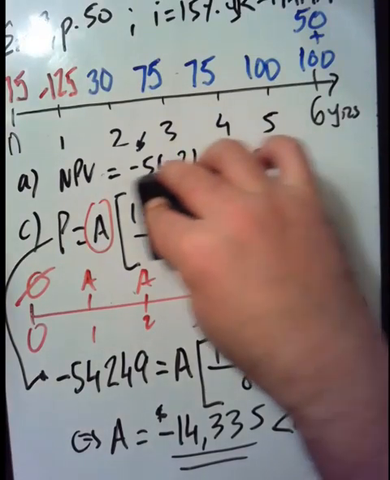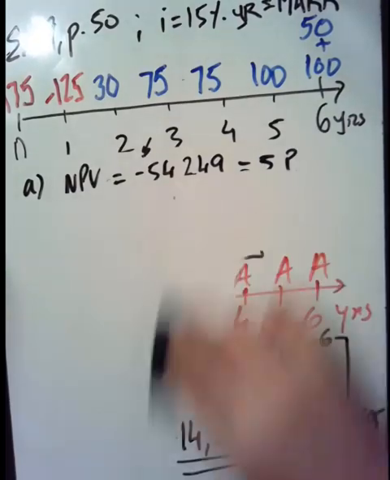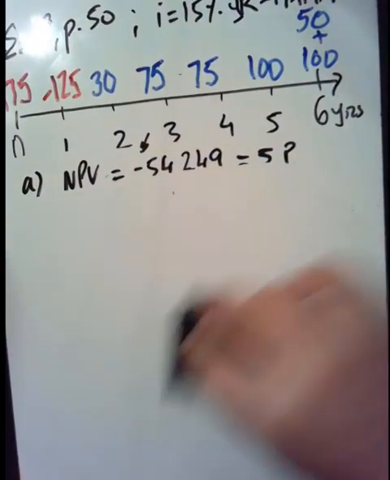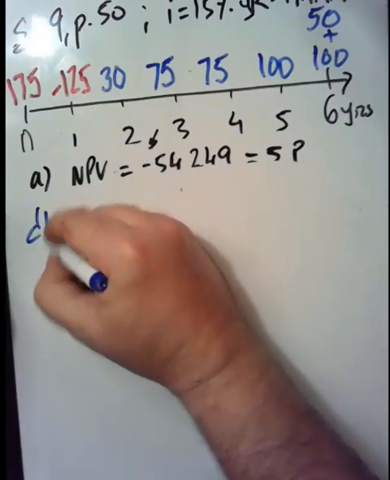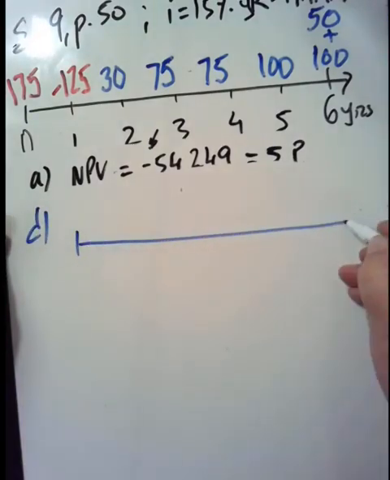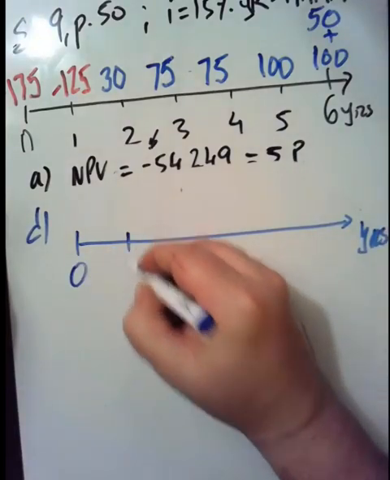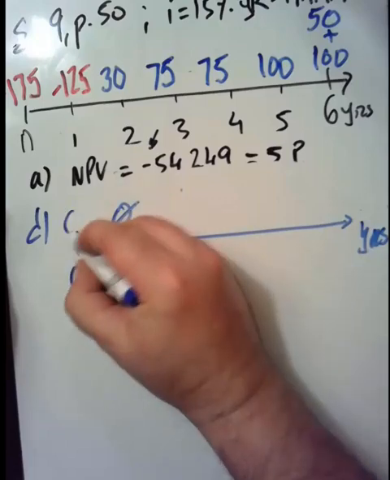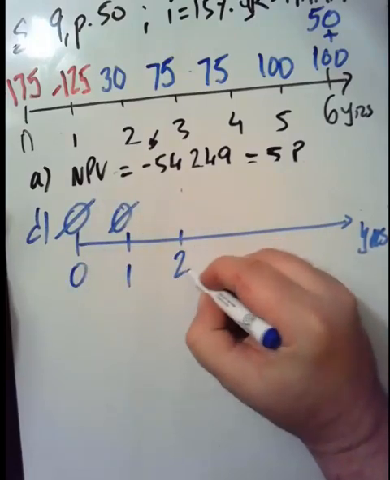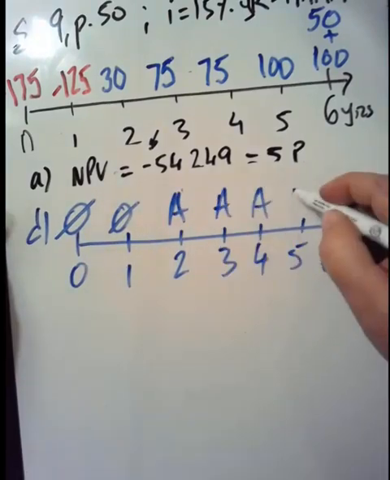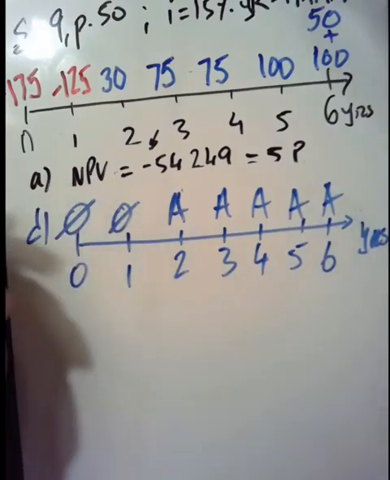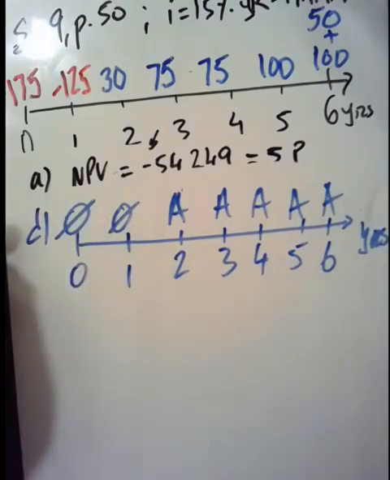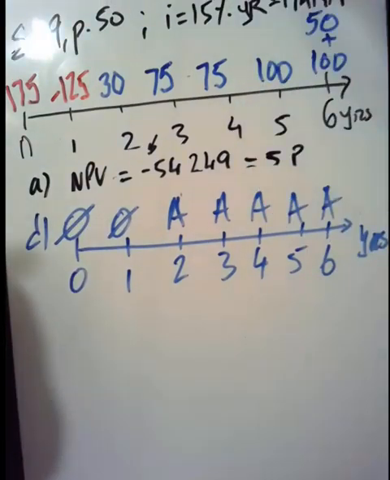Now, part D poses an interesting challenge because what it says is, okay, now find me an annuity again, but the annuity only starts at time 2. So instead of having 6 annuities, we just have 5 annuities. Find that annuity, given the same premises, the 15% interest rate.